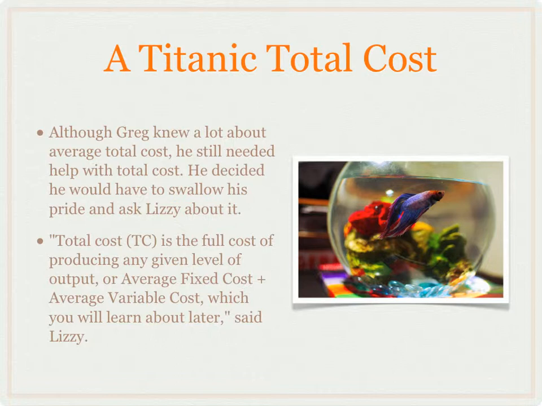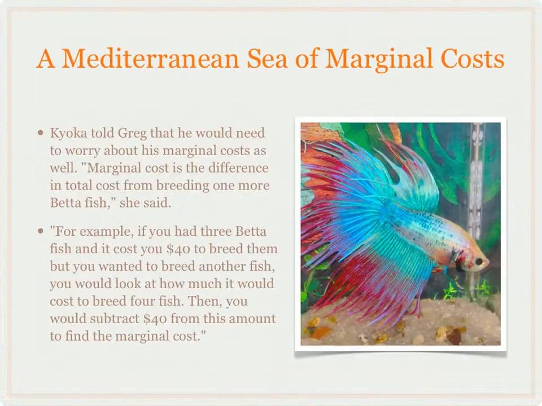Although Greg knew a lot about average total cost, he still needed help with total cost. He decided he would have to swallow his pride and asked Lizzie about it. Total cost is the full cost of producing any given level of output, or average fixed cost plus average variable cost, which you will learn about later, said Lizzie.